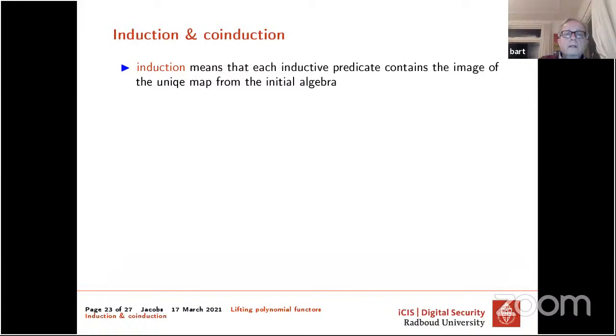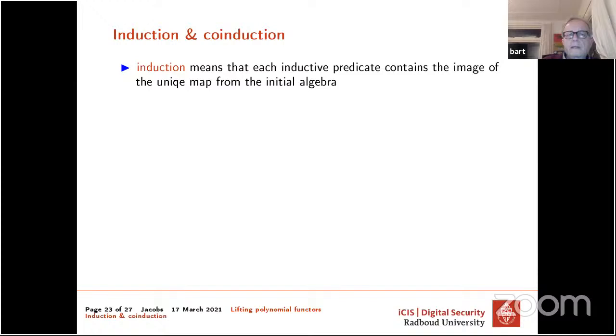Now, what does it mean if you unravel this? Induction means that each inductive predicate contains the image of the unique map from each initial algebra. If an inductive predicate is a predicate itself on the initial algebra, that's the usual form of induction, it says that it must contain the truth predicate. But this formulation is more general in that sense.